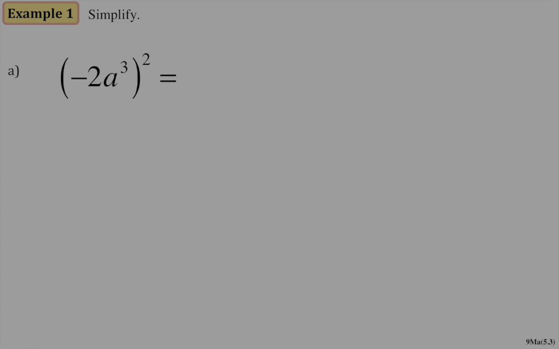First one, we've got negative 2a cubed inside a bracket, and it's all raised to the power of 2, so everything inside the bracket is raised to the power of 2. So the first thing we need to look at is minus 2 is raised to the power of 2, and then a cubed is raised to the power of 2.